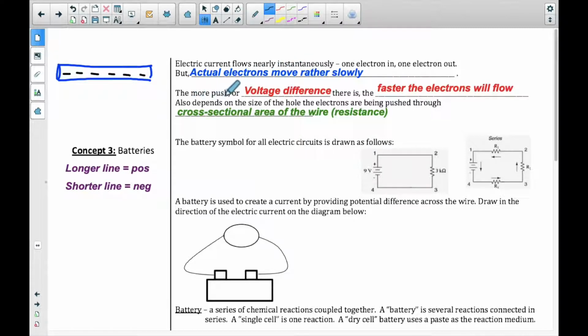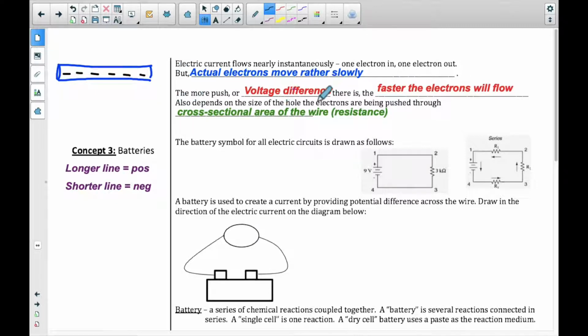Now, the more push or voltage difference there is, the faster the electrons will flow. And so if you have a high voltage, these are going to flow really quickly. If you have a low voltage, they're going to take their sweet little time and just kind of move along.